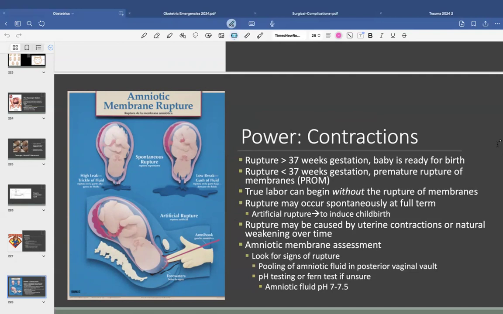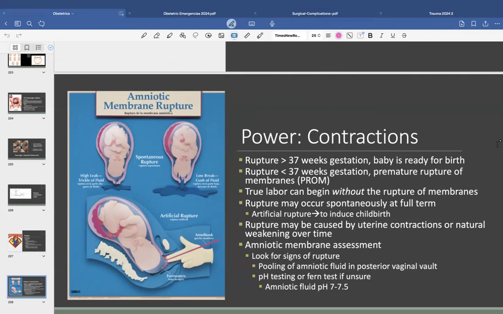Sometimes it will rupture prematurely, so that's before 37 weeks gestation. Remember, we talked about full-term infants and preterm infants. You needed to know those numbers. 37 weeks, if it ruptures before 37 weeks, it's a premature rupture of membrane.